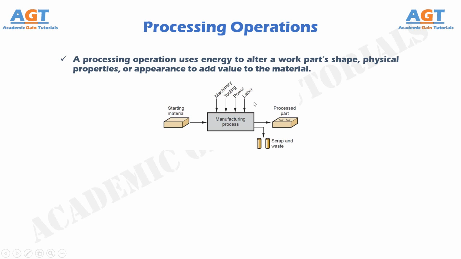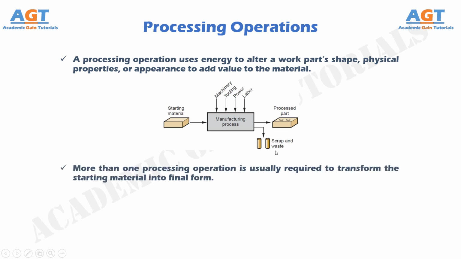A general model of a processing operation is illustrated in this figure. Material is fed into the process, energy is applied by the machinery and tooling to transform the material, and the completed work part exits the process. Most production operations produce waste or scrap, either as a natural aspect of the process, for example, removing material as in machining, or in the form of occasional defective pieces. It is an important objective in manufacturing to reduce waste in either of these forms.